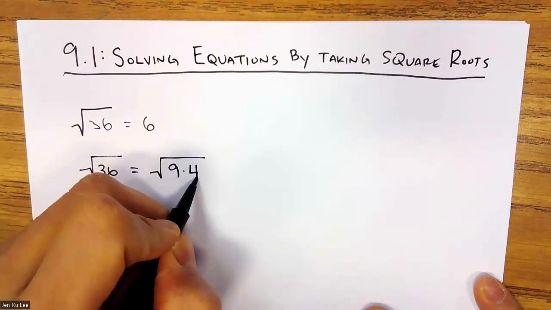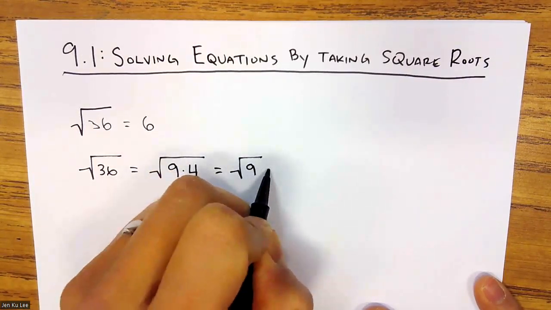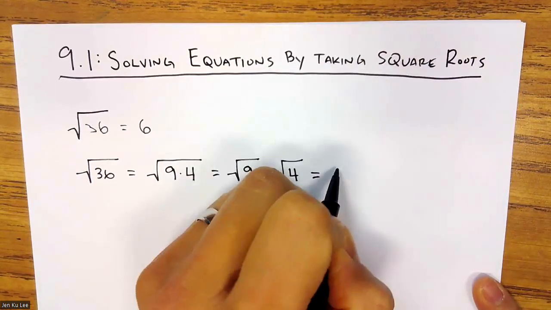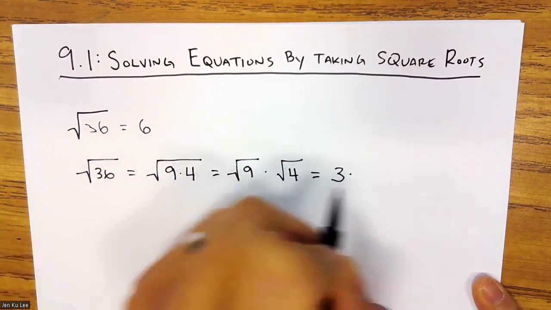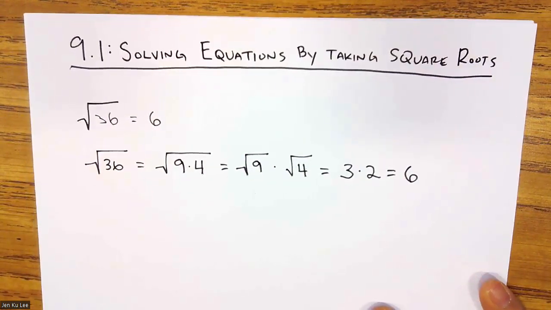9 times 4. So that becomes square root of 9 times square root of 4. Square root of 9 is 3 times square root of 4 is 2. So 3 times 2 is 6. That's just a long way.